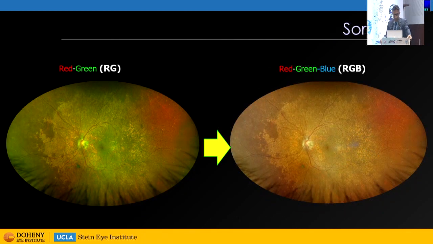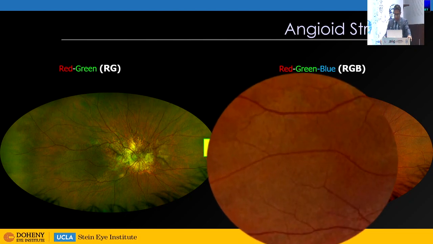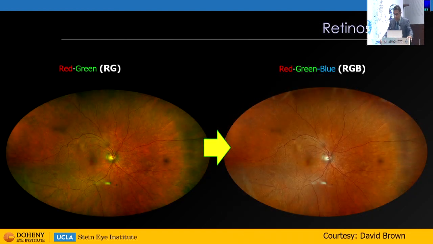Here's a patient of mine with Sorsby's fundus dystrophy. Again, you can appreciate the coloration of the deposits, I think, more precisely. Here's a patient with pseudoxanthoma elasticum and angioid streaks. Again, the streaks, I think, in terms of their reddish coloration are easier to appreciate without the overcast there. This was meant to also illustrate this patient does have some peau d'orange as well.